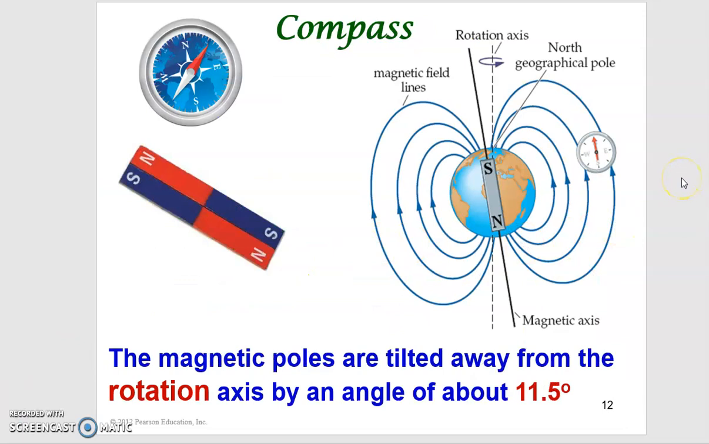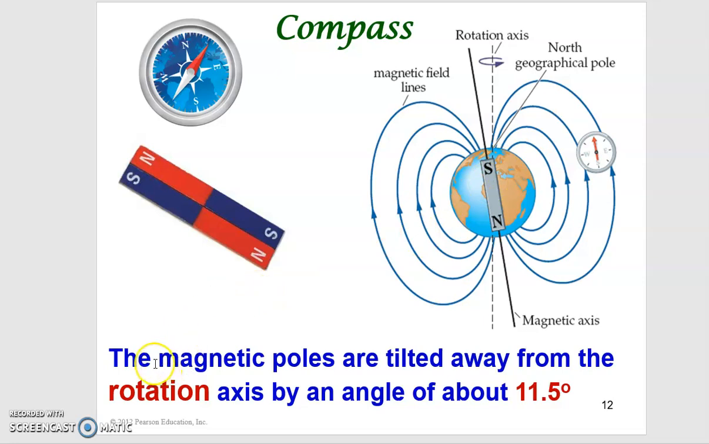Now, how can we measure magnetic fields if we don't have the magnetic field lines? We use a compass to measure that. If you use a compass showing the direction of north, and keep following the path, you will find that it leads you not exactly to the geographic north pole. It leads you to a point which is a little bit away from the geographic poles.